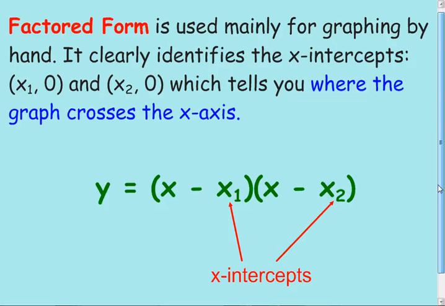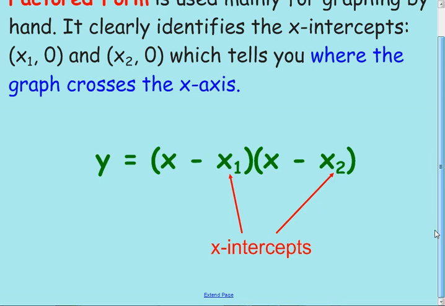And the last form, the one we're going to do today, is factored form. And these are the x-intercepts. And we're going to talk about why they are. So this gives us the x-intercepts.